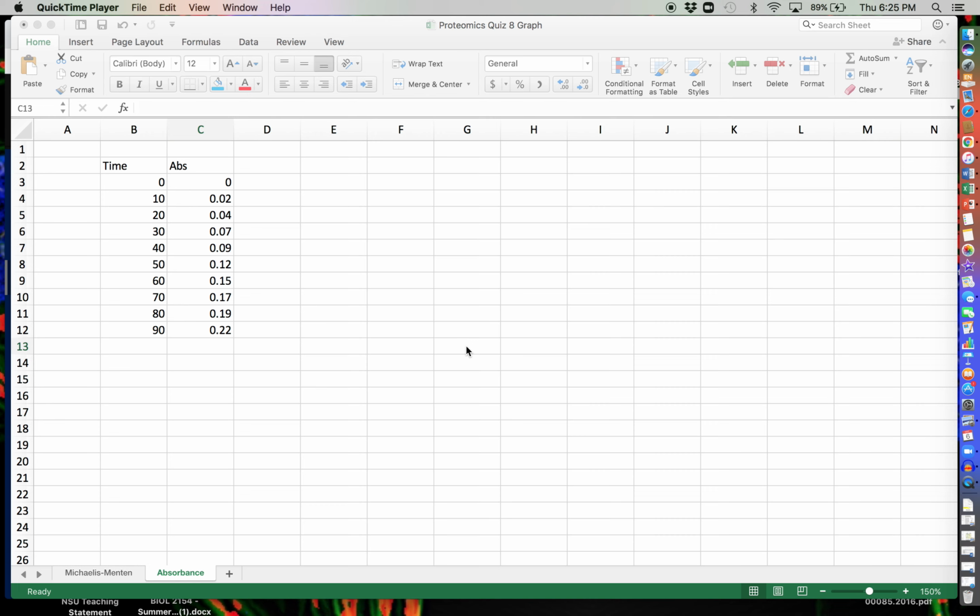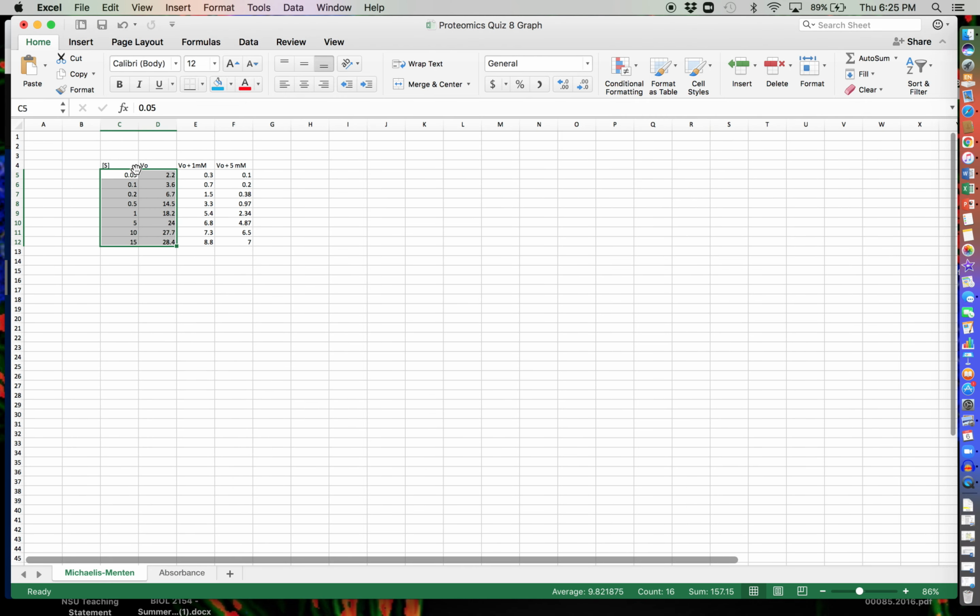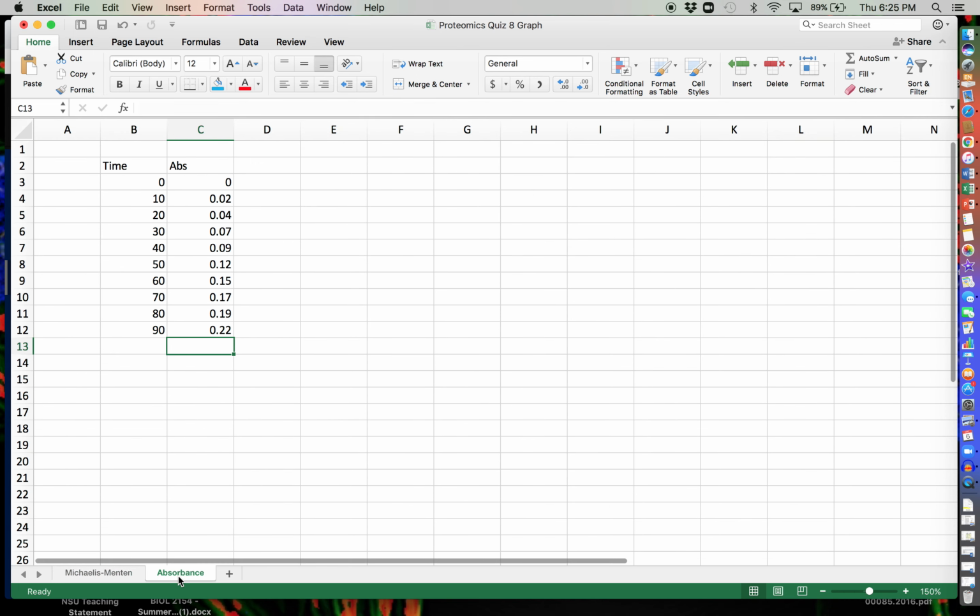So for one run, I think we did 0.05, 0.1, 0.2, 0.5, 1, 5, 10, and 15. That may not be exactly what we did, but those might be some of the substrate concentrations that we actually tested. So let's say that we're doing this for our first substrate concentration of 0.05. This is the run that we collected for our enzyme at this particular substrate concentration.